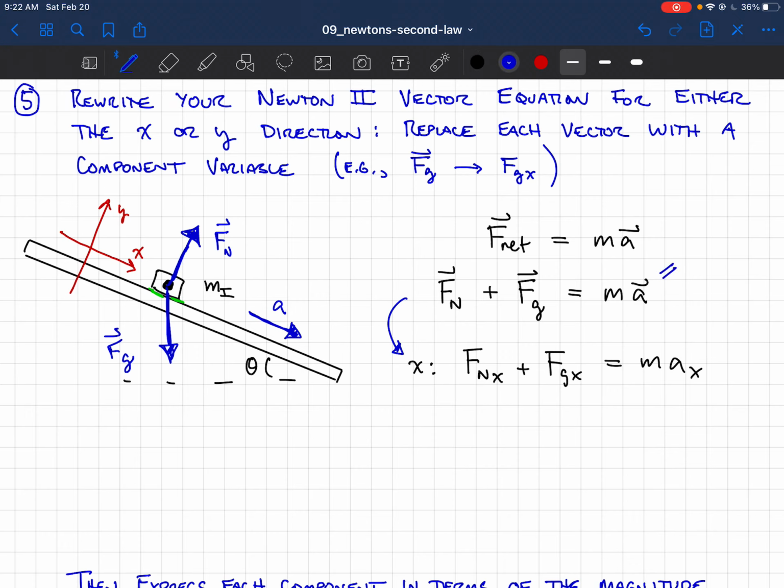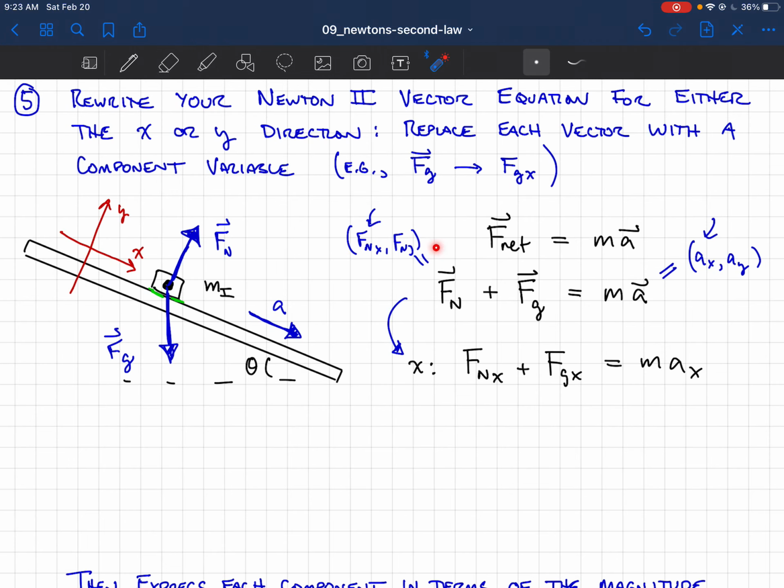Well, let me just remind you, the a vector means ax comma ay. The normal vector means Fnx comma Fny. And when you add those things together, you add the x's separately from the y's. So if something is true for a vector equation, like this, then it will also be true for the x components of each of those things. And that's exactly what I'm writing down. I'm just writing it down explicitly.